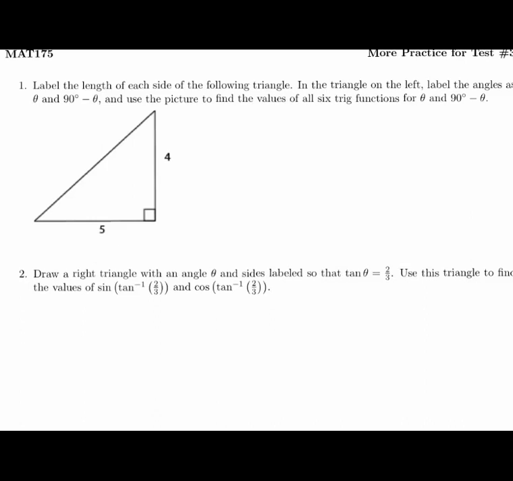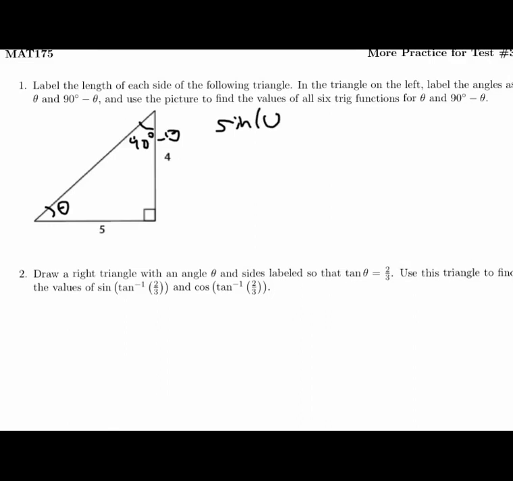We'll answer a few of the questions from the practice problems for test 3 to give you some more explanation for how these things work, but in each case I don't have a lot of room to write, so I'll just answer part of the question in most cases. So for this first question, we're asked to label one angle theta, and of course that means the other angle will be 90 degrees minus theta, and then to write down the 6 trig functions for these two angles.